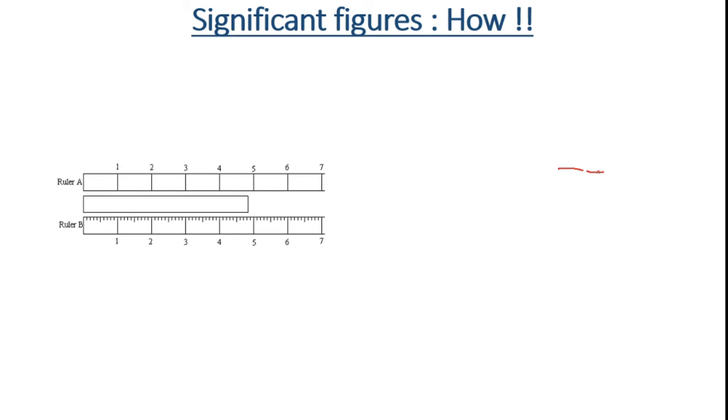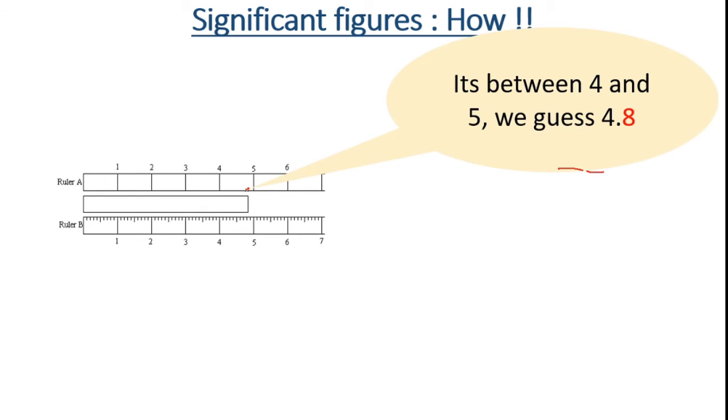Now let us understand this with the aid of 2 different scales. The first scale contains only the major markings, while the second scale has minor markings as well. So if we measure the same object with the first scale, here is the measured value, which lies between 4 and 5, and it is very near to 5, so we may safely guess that the result is 4.8, but you are free to guess 4.7 or 4.6 as well. The main thing is this 8 is doubtful.